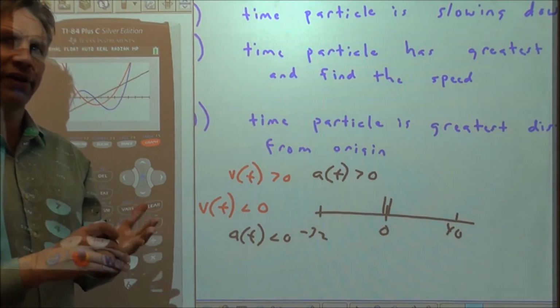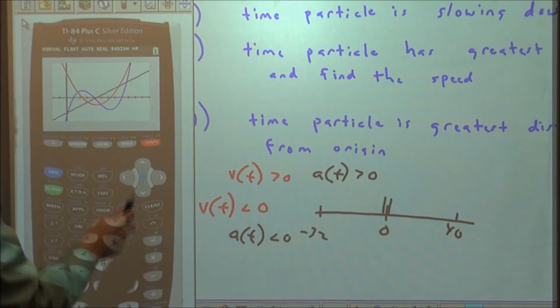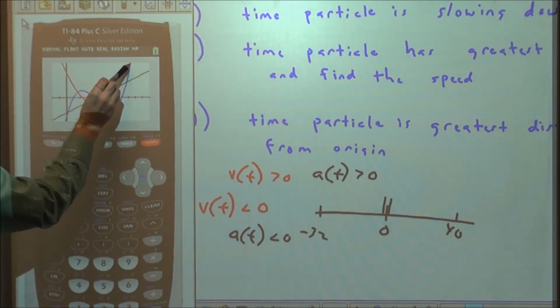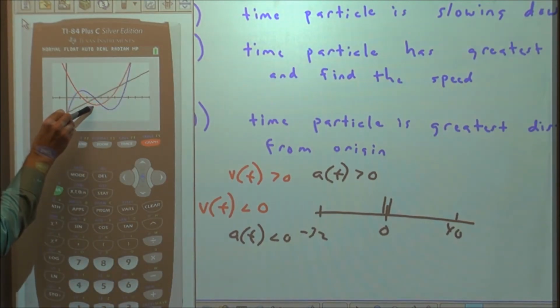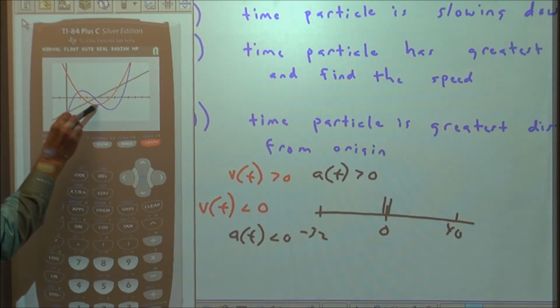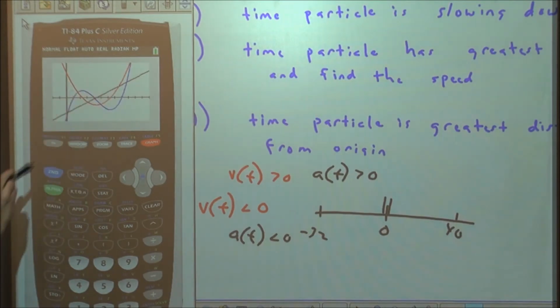So I think you can reason that through. Speed is the absolute value of velocity. We have the greatest positive velocity up in here, the greatest negative velocity right here. This negative velocity is nowhere near the speed of that positive velocity on the red curve up there.